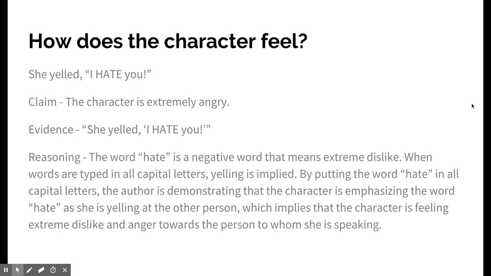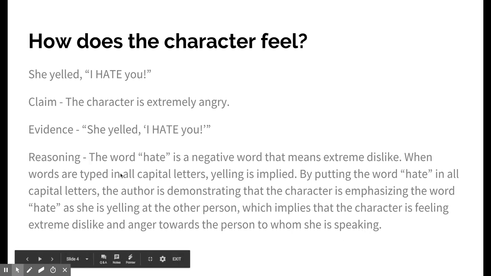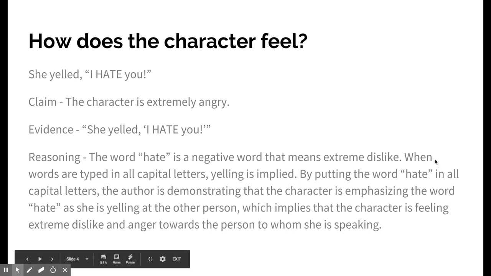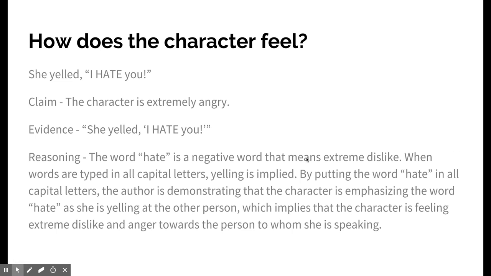Once again, you don't have to have my claim is, my evidence is, my reasoning is. You just say this part of it right here, okay? Your claim: the character is feeling extreme dislike and anger. Okay, so she's extremely angry, extremely dislikes someone. That's your claim. It's here. Your evidence is hate and putting the hate in all capital letters, and the yelling part of it. So she's yelling. It's in all capital letters. It's the word hate. Extreme dislike. These are all the evidence.